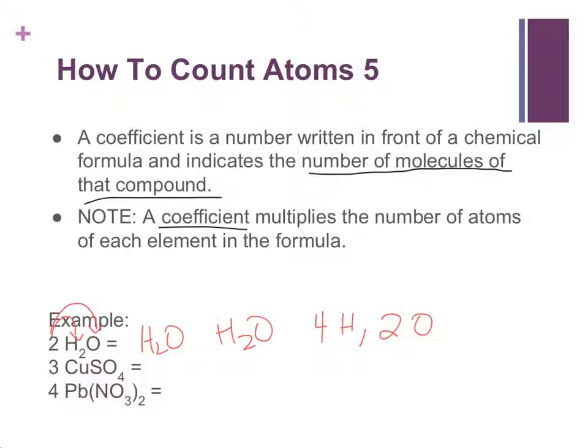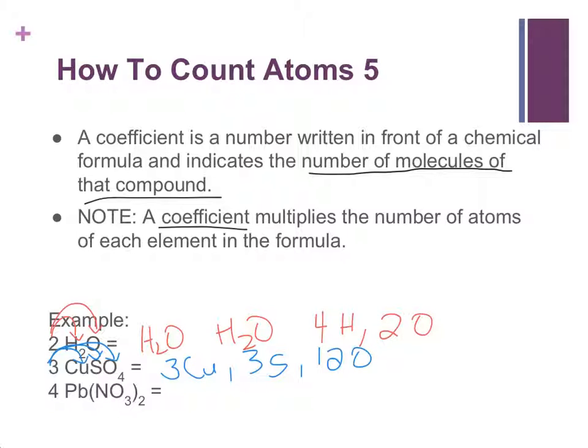In the next example, 3CuSO4, there is 1 copper in 1 molecule, multiplied by 3 gives us 3 coppers. There's 1 sulfur, but we need to multiply that by 3 to get 3 sulfur. And then 4 oxygens per molecule, so in 3 molecules there would be 12 oxygen.